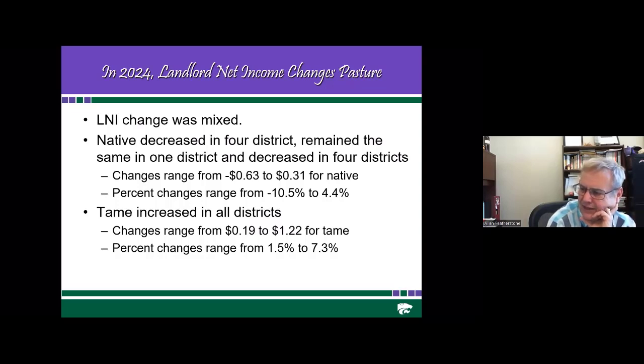And then if we look at pasture, it's mixed. Native, and again, this is on districts. The native pasture LNI decreased in 4 districts, remained the same in 1 district, and increased in 4 districts. The change was -63 cents to 31 cents for native, and that was -10% to 4.4% change from year to year. And then if you look at tame values, essentially those all increased, ranging from 19 cents to 122 for a percent change of 1.5 to 7.3%.